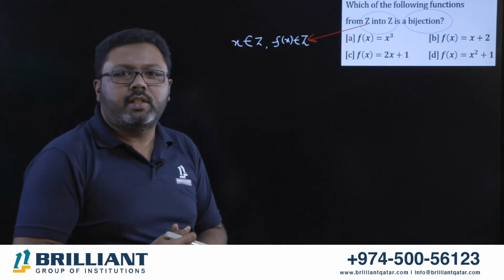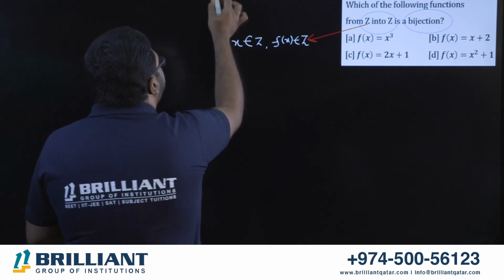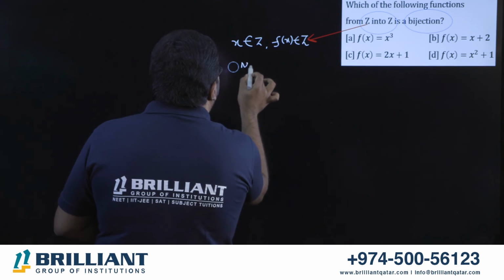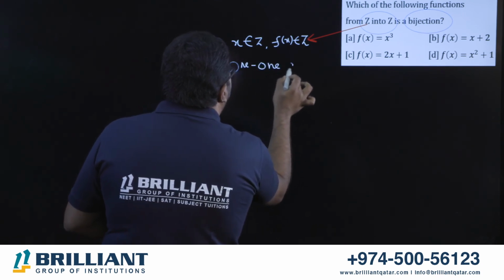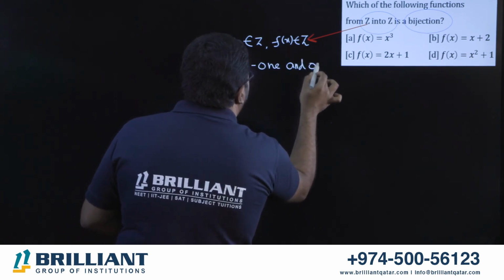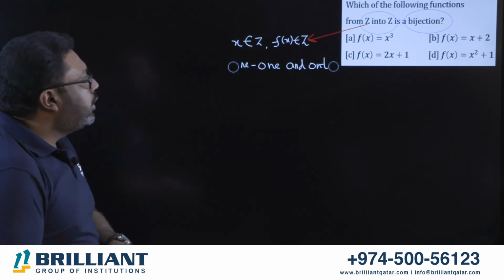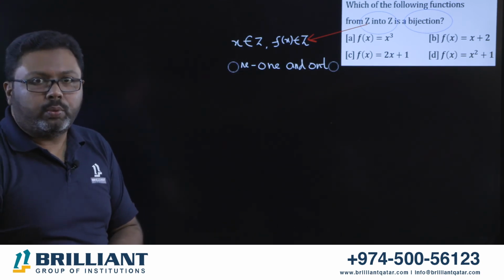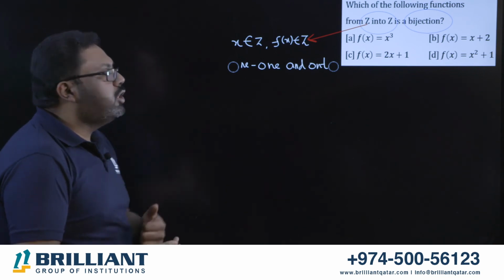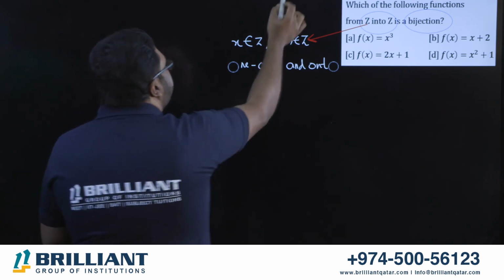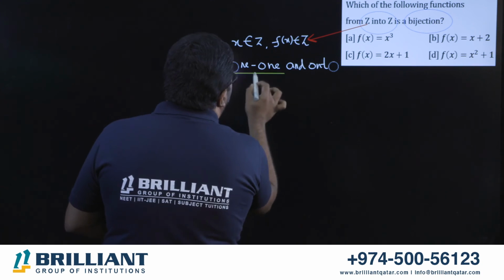What is meant by bijection? Bijection means it is to be 1-1 and onto. What is the condition for a function to become 1-1 and onto? 1-1 means what? What is the meaning of 1-1?